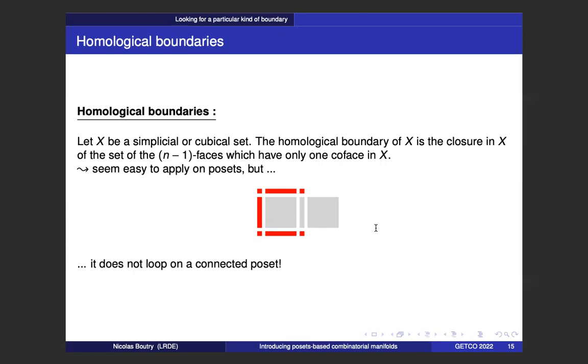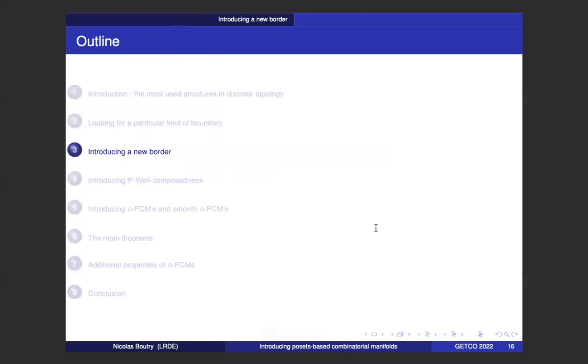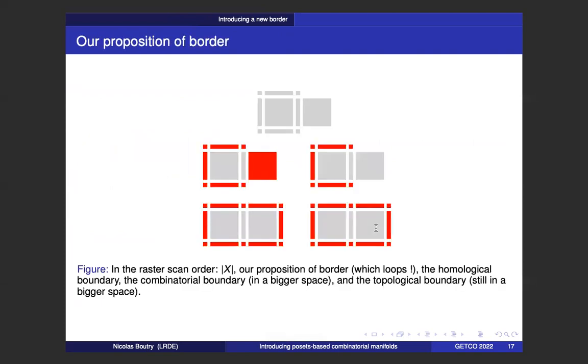We continue to search. And then I propose to introduce a new kind of boundary that I call border, which will lead to this definition of border. It is not intuitive, I know. But the idea is that it is closed, it is discrete, it does not depend on the ambient space. So it seems to be what we are looking for. Just to compare, we have the homological boundary, the combinatorial boundary, and the topological boundary on this initial poset.